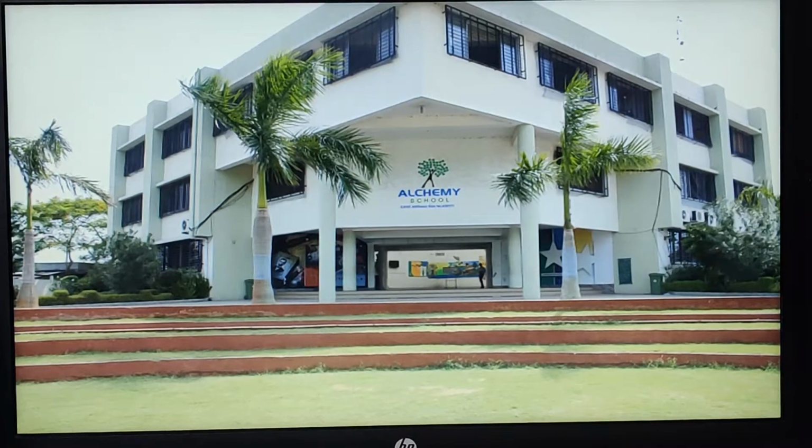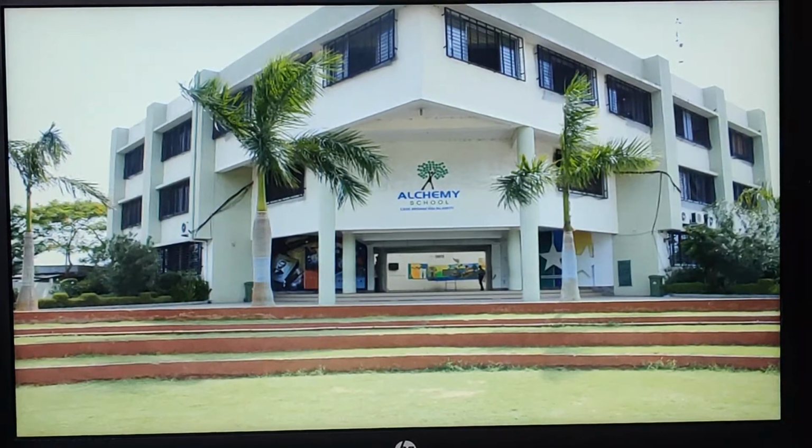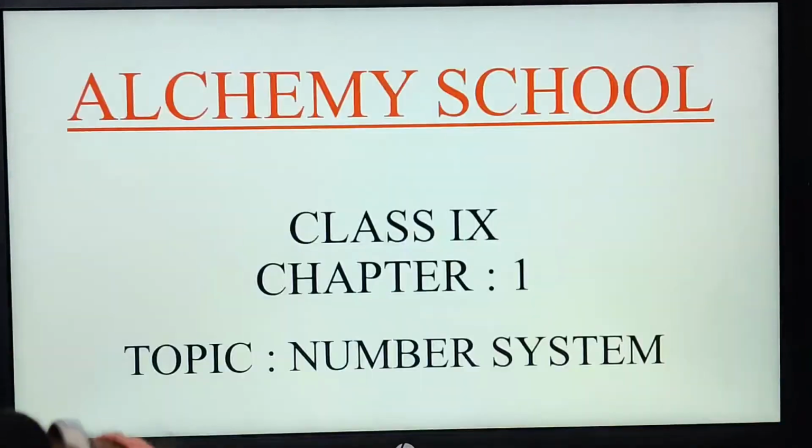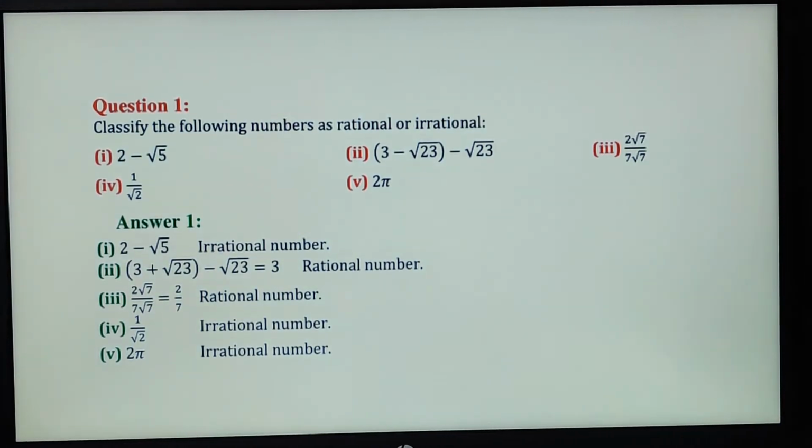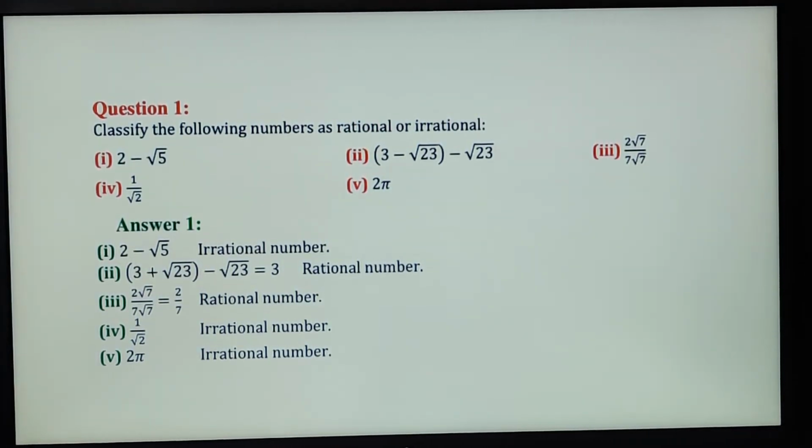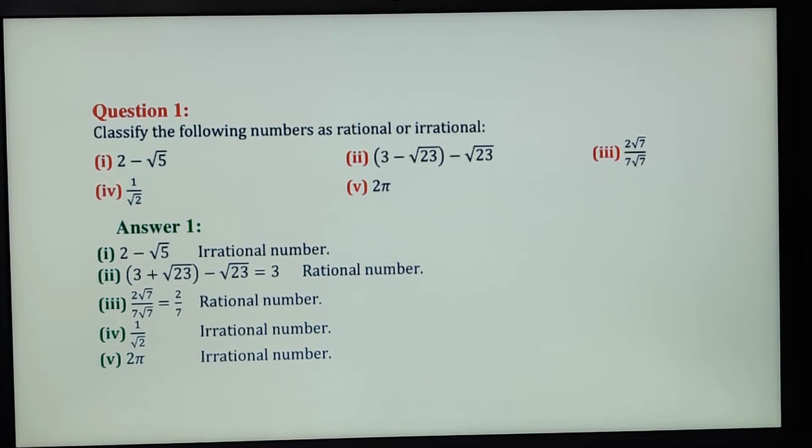So students, let us start textbook exercise 1.5. In that, question number 1 is: classify the following numbers as rational or irrational. We need to identify whichever number is rational and which number is irrational.